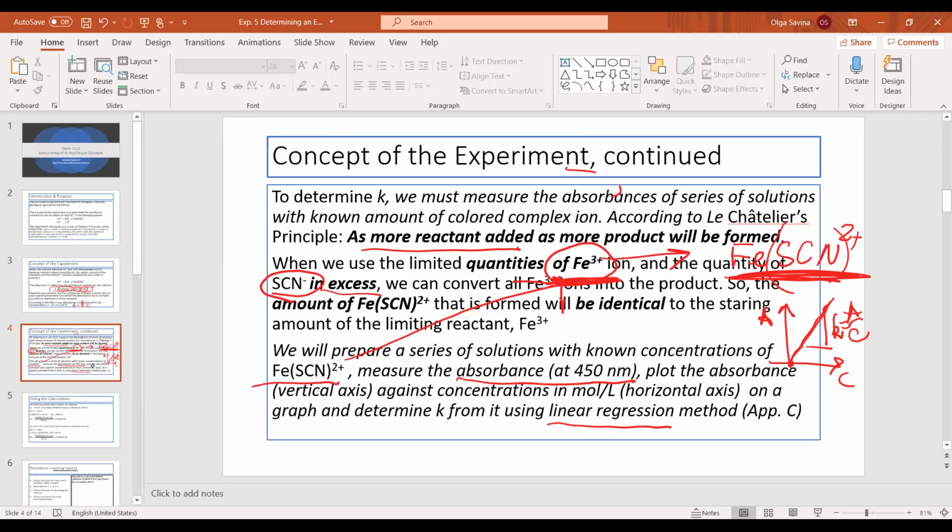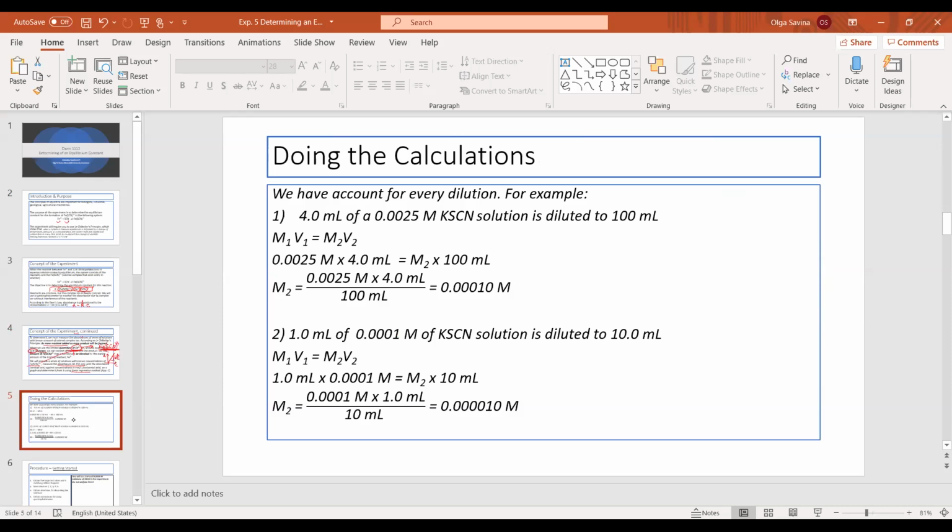Before we go to our next step, I'd like to show you that we will be doing a lot of dilutions during this experiment, and I'd like to recall the rules, the formula, for how we will do that.